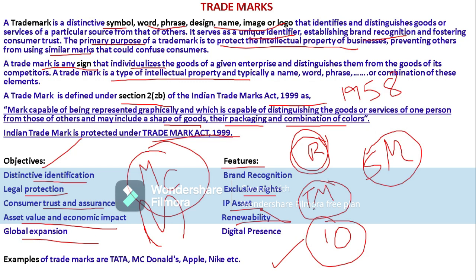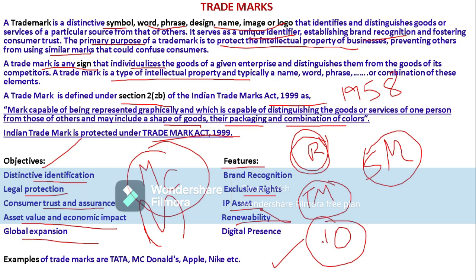But one thing here: renewability will be given only for those goods and services that are consistently being used and consistently maintained. Then only will renewal be done. Otherwise, renewal will not be done.